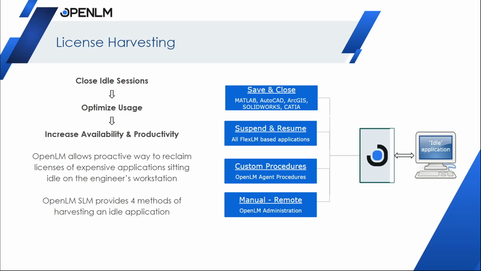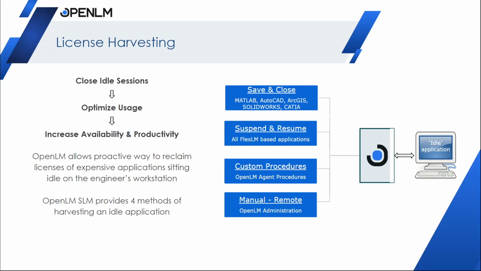There are several ways OpenLM supports to harvest the licenses. First one is save and close. It saves the user's open project, closes the application, and returns the license back to the license pool. This method works for ArcGIS, AutoCAD, SolidWorks, MATLAB, CATIA. The second method is suspend and resume. This method detects the idle application, freezes the application, and releases the license back to the pool until the license is reclaimed. This method works for all FlexLM-based applications.